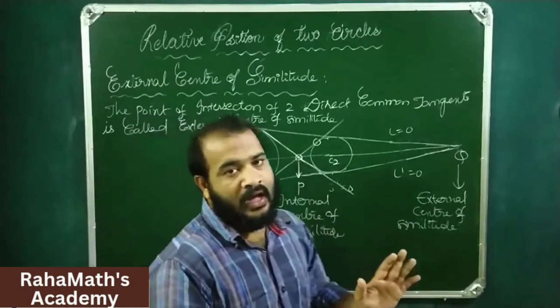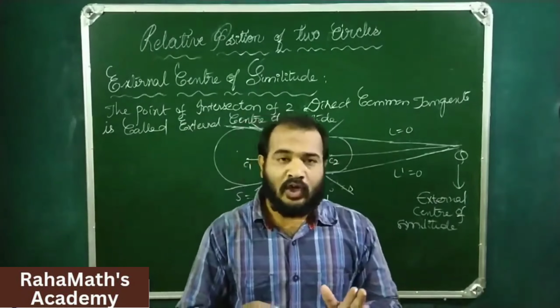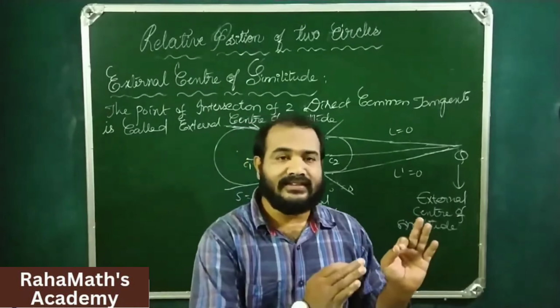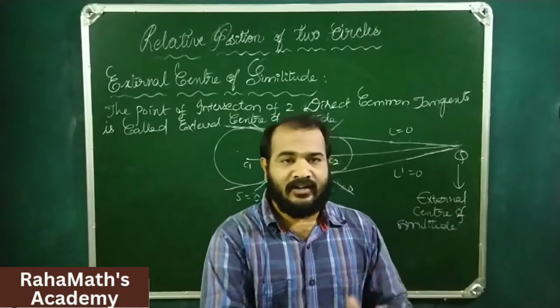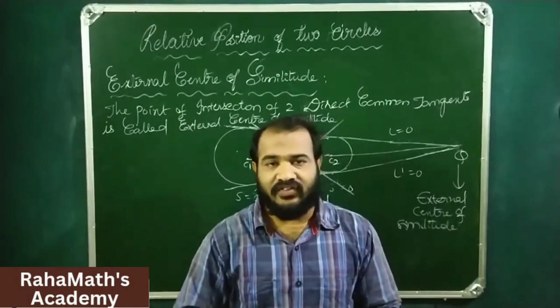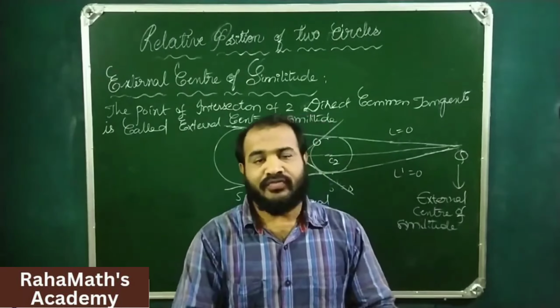So I am just concluding: the point of intersection of two direct common tangents is the external center of similitude, and the point of intersection of the two transverse common tangents is the internal center of similitude.